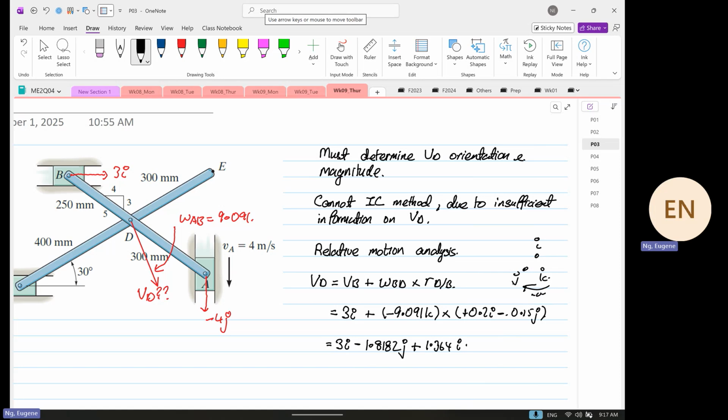K cross J is negative, so this is negative. Wait, K cross J is negative, positive, so this is negative. Okay. So this will be equal to 3 minus 1.364, which is 1.636 I, minus 1.8182 J.